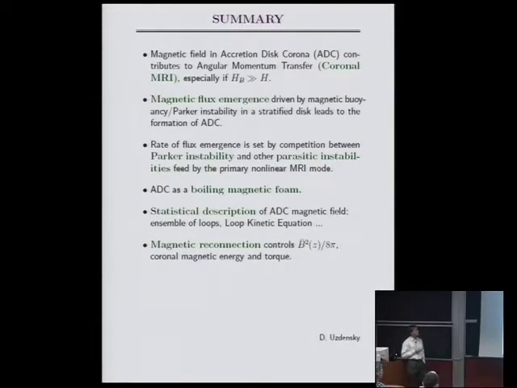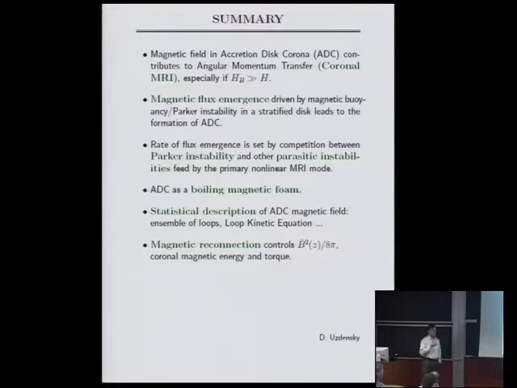And the first issue, how much magnetic flux is emerging from the disk, is basically determined by some competition between different secondary modes that may grow on top of a primary MRI mode, in particular Parker instability versus parasitic instabilities.